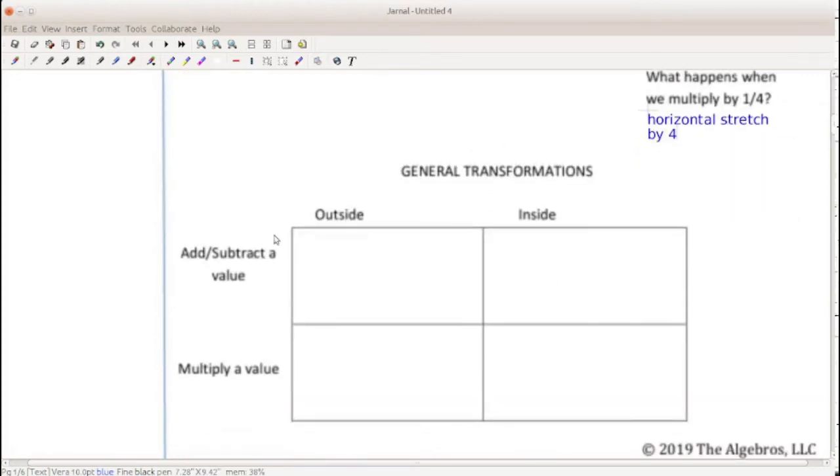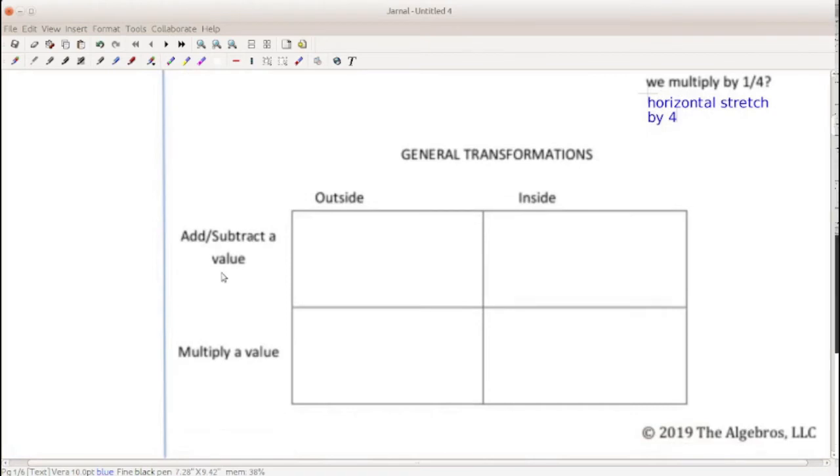So in general, what are we looking at? Can we draw some general conclusions? Do we have some things in common? Anything that happens outside my function, like an a times my f of x, or a plus h outside my function, again, anything outside is going to be vertical. So outside is vertical. Both of these things, multiplying or adding and subtracting, is going to be a vertical something.